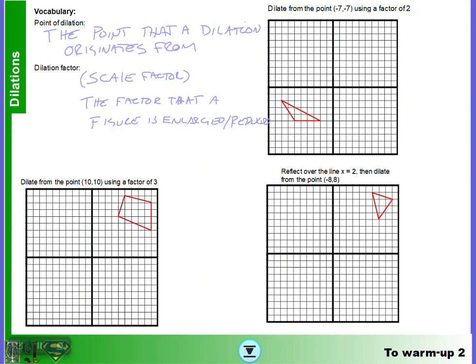Okay. So anyways, dilations are critical when we talk about video animation. So here we go. We're going to dilate this triangle. Why are we dilating a triangle? Because you love triangles. No, because it has the fewest number of vertices of any object, so it's less work for you. But you can imagine having a space alien and enlarging it. That would be more fun, but more work. So we're not going to do that. But here we go. We're going to dilate this triangle from the point -7, -7 using a factor of 2.